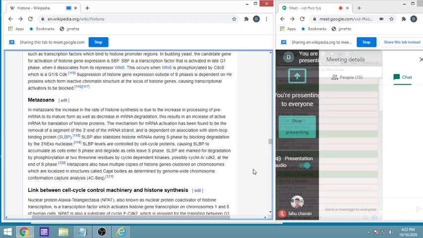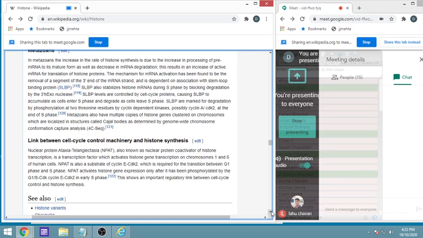There is always a link between cell cycle control and machinery and histone synthesis, that during the synthesis phase, that is S phase, histones are synthesized, and they are playing a very important role in this. So this is how the histones are there, and they are playing important roles. So I think this much is enough for us.